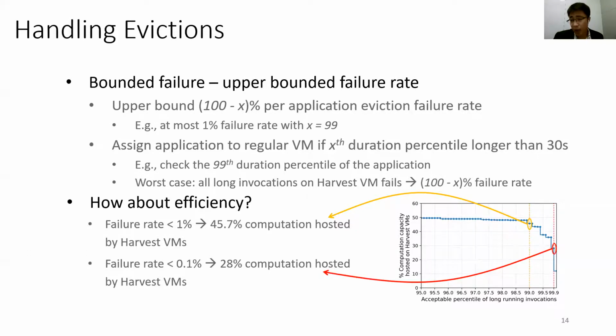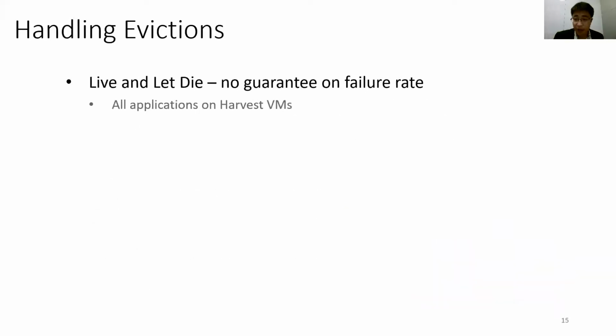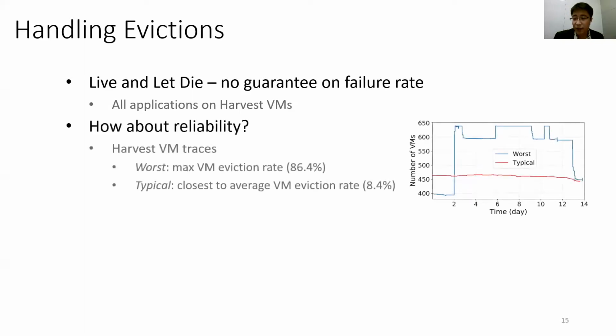In summary, although efficiency improves compared to the no failure strategy, it is still pessimistic, because according to our characterization of application duration distribution, most invocations that run in regular VMs are still short. Lastly comes the leave and let die policy, which allocates all the applications to Harvest VMs. This strategy is clearly the most efficient, but lacks a theoretical bound on failure rate. So this time we ask the question of reliability.